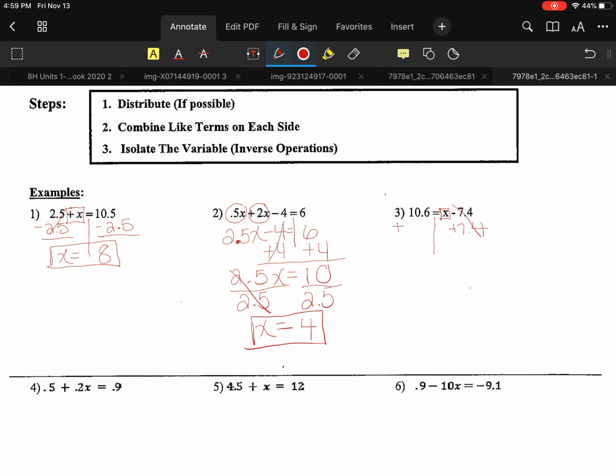So now I'm going to add 7.4 to both sides. Forgot to turn my messaging off.